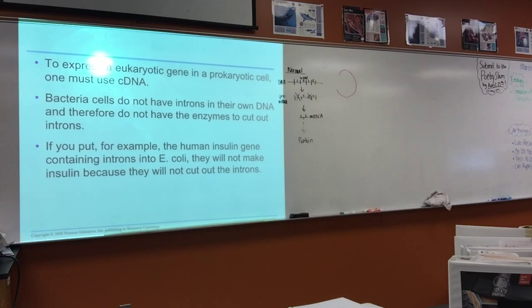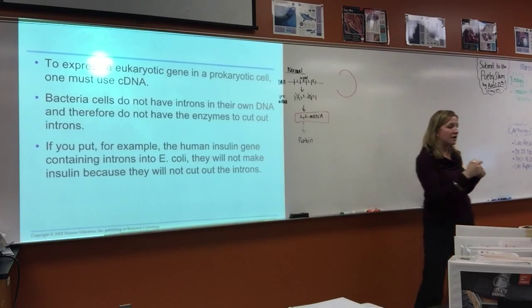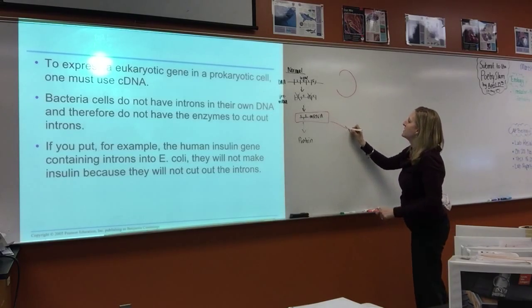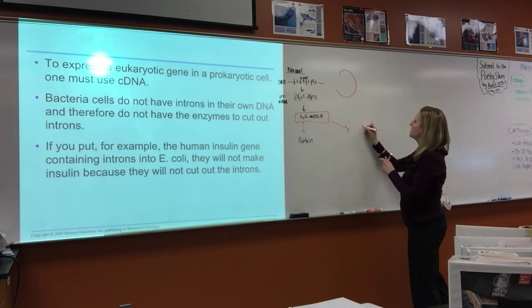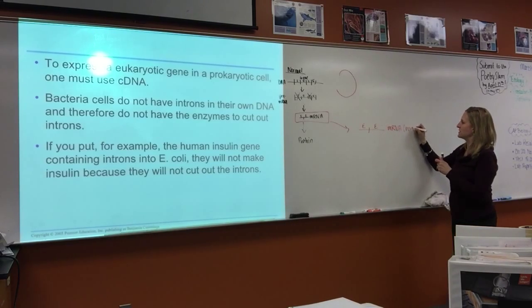So if we want bacteria to make a human protein or a jellyfish protein, we have to have DNA with no introns. That doesn't exist in us, but what does exist in us with no introns? The mRNA that we make. The mRNA does not have introns. So what we have done is isolated the mRNA instead of the DNA. So this is a piece of mRNA, here's exon, mRNA with no introns.